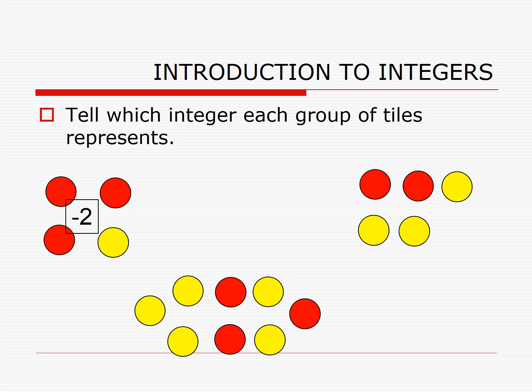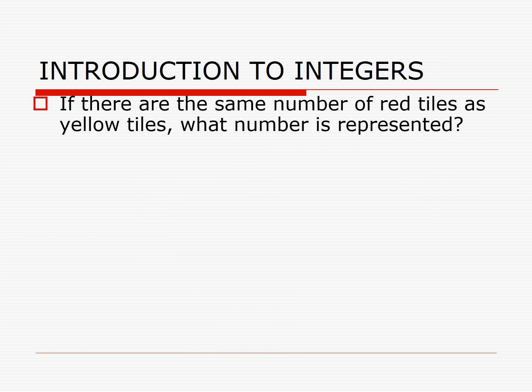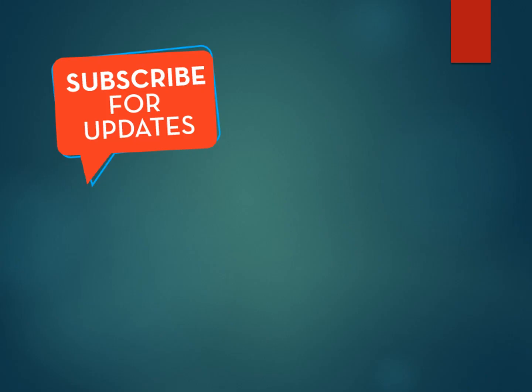The first has -3 plus 1, so that represents the negative number 2. The next one has 3 positive, 2 negative, representing +1. And the last one has 5 positive, 3 negative, so 5 minus 3, which represents the number 2. Now, if there are the same number of red tiles as yellow tiles, what number is represented? 3 red and 3 yellow means +3 and -3. So any guesses? The answer will be 0.